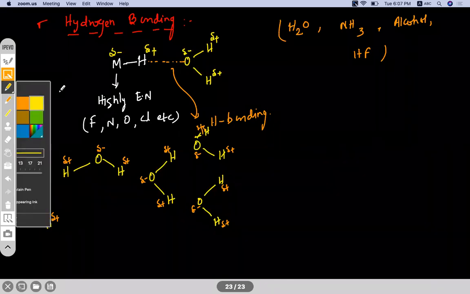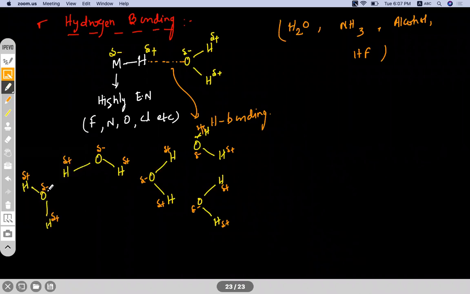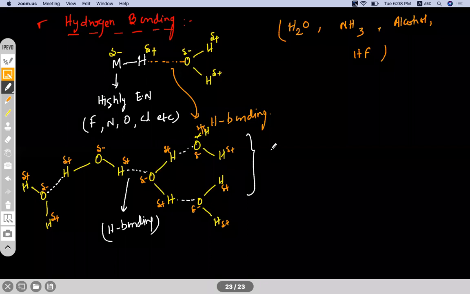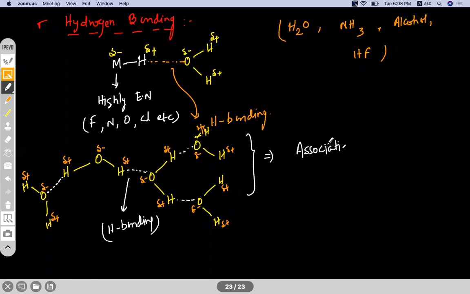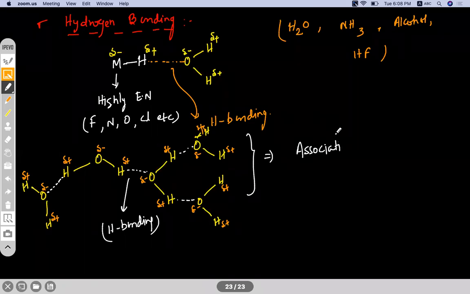Now, when these atoms come closer, this oxygen and hydrogen will have an electrostatic force of attraction. This will have a force of attraction, this will have a force of attraction, and this will have a force of attraction. All these forces of attraction are hydrogen bonding. So water molecules are associated like this with other molecules, and hence we also call it an associated molecule, because all the molecules are connected with hydrogen bonding, hence it is associated.